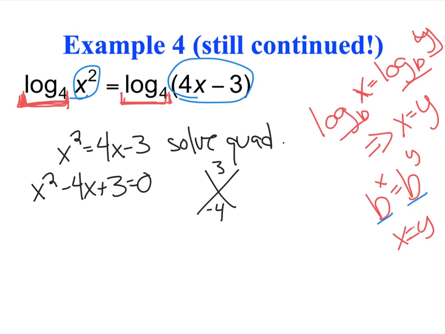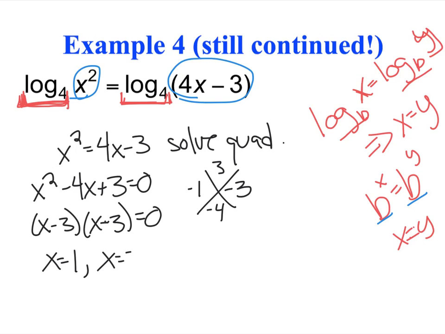I have 3 and negative 4. A times b, yep, 3 and negative 4. So that factors into negative 3 and negative 1. So I have x minus 1 and x minus 3 equals 0. So x equals 1 and x equals 3. And if I check both of these, which I can substitute in here to check them, or I can substitute them in my original equation, I would find that both of those are solutions.